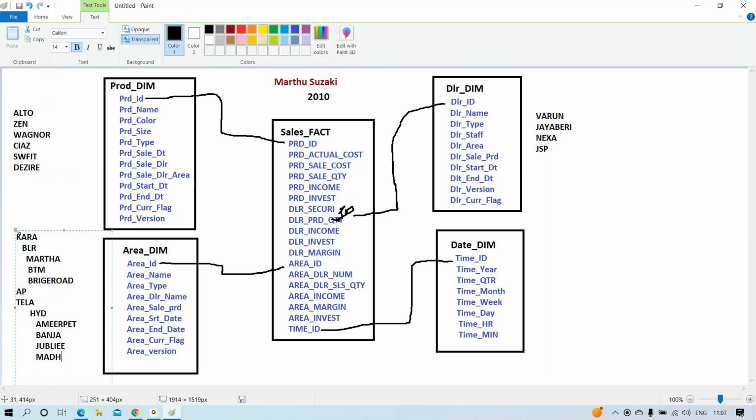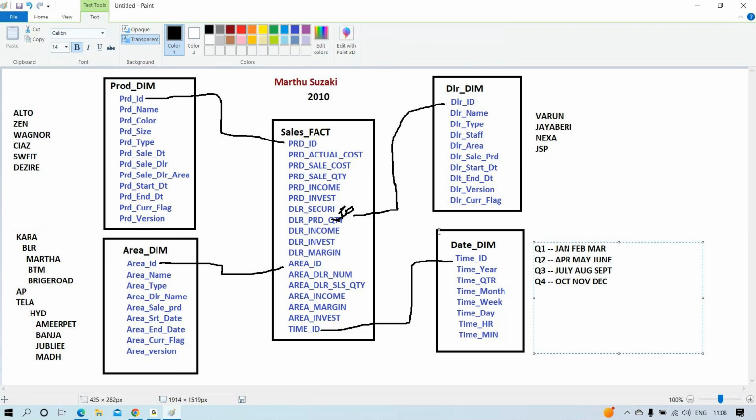Next, within a year we have 4 quarters: Q1, Q2, Q3, Q4. What all the months come under Q1? January, February, March. Then April, May, June, July, and the last quarter, October. So like this, all the 4 quarters.